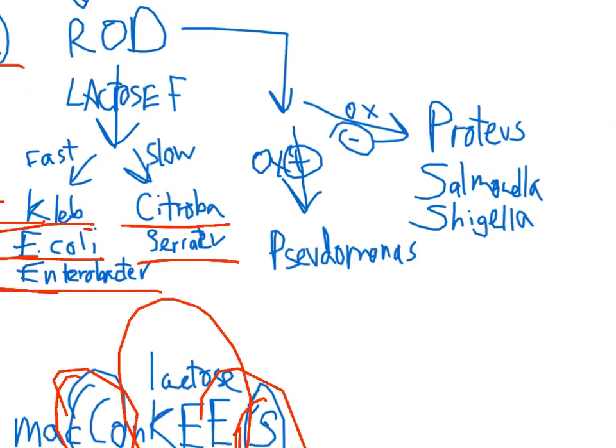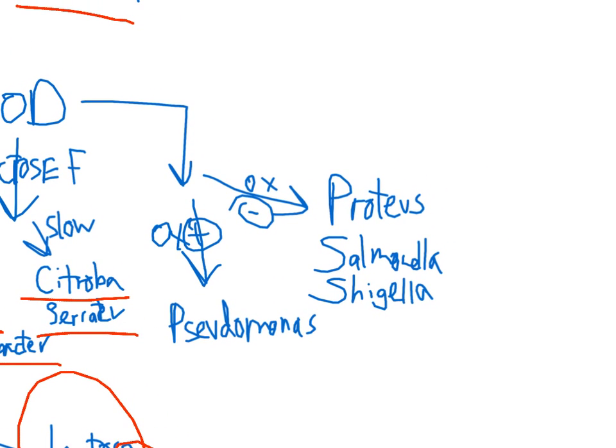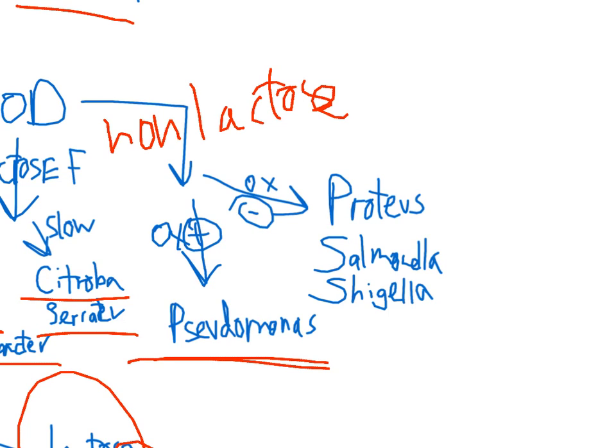And then finally, if it's non-lactose fermenting, if it's oxidase positive, we know it's Pseudomonas. It's the only thing it could be. And if it's oxidase negative, it's going to be PSS. It's going to be Proteus, Salmonella, or Shigella. And that is the gram-negative lab algorithm chart.